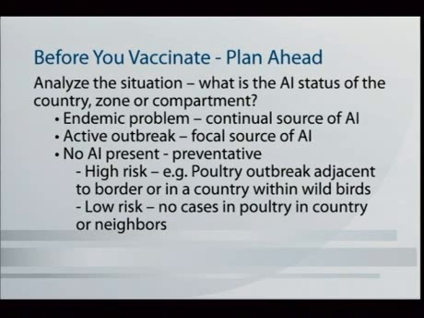Finally, if you have no avian influenza virus present in that country, zone, or compartment, then you have to look at it as a preventative measure and determine what the risk of introduction is and how effective vaccination will be as a preventative. For example, in high-risk areas, such as poultry outbreaks adjacent to a border in a country where there is a porous movement of animals, it might be of value to consider that in developing a preventative program. Or if it's in countries where you have wild bird infections, it may be of value to reduce the risk by vaccinating certain poultry species.